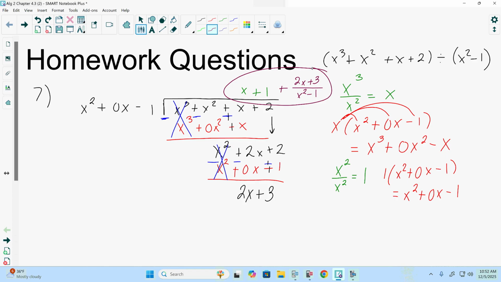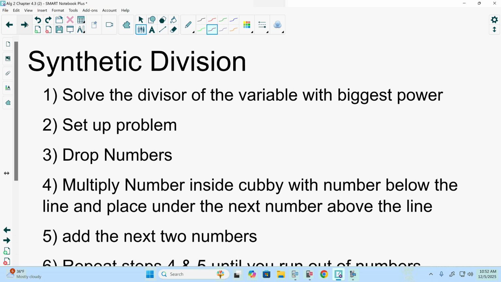All right. What we're doing today is synthetic division. All these steps. One, solve for the divisor of the variable with the biggest power. So what we're dividing it by, we want to get the variable with the biggest power by itself first. Everything else on the other side. Two, we're going to set the problem up taking the coefficients and doing that there. Three, we drop the first numbers, or we drop our numbers depending on the setup. Normally, in the ways we're going to do this, we drop the first number down below the line, multiply the number inside the cubby with the number below the line, place it under the next number, add straight down.